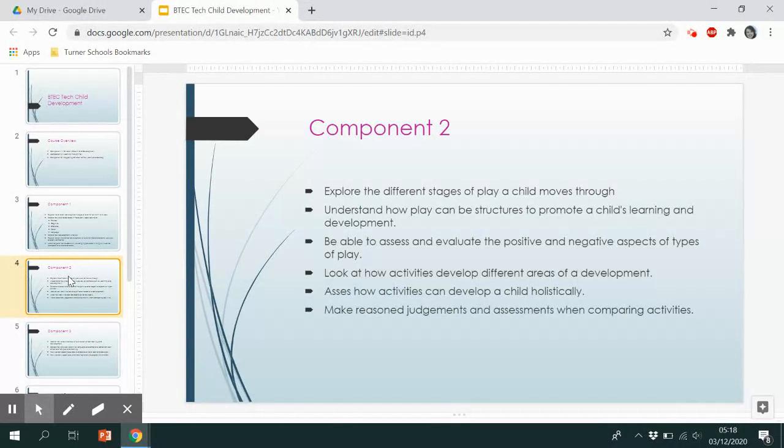For example, how if an adult is leading an activity it can be beneficial to a child, but also how it could maybe not be so beneficial to a child. We'll be able to assess and evaluate the positive and negative effects of the different types of play and also the different structures of play. We look at how activities develop different areas of development, but also how they can help develop children holistically across the board. Finally, you show that you can make reasoned judgments and assess when comparing activities.